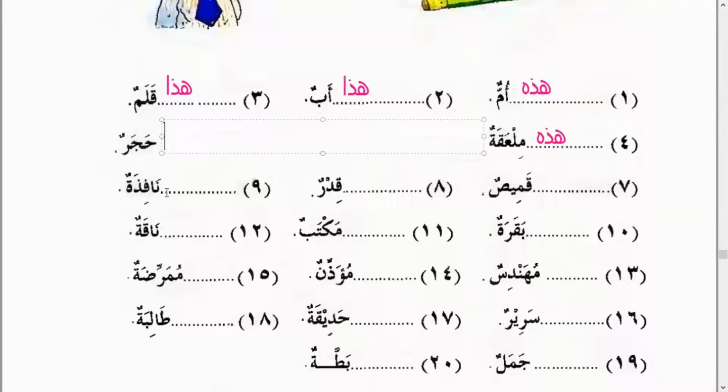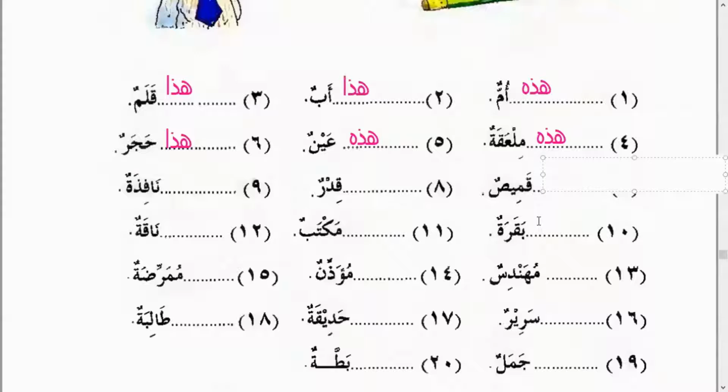Next, hajar. One or two? One. Hada hajarun. This is a stone. Qamisun. One again. Alhamdulillah. Qidrun. One. Two. Last lesson. We learned that some are feminine just because Arabs made it feminine, and qidrun is one of them. Yeah, qidrun is feminine. Why? Don't ask me why. Because it's simai. It's called simai.